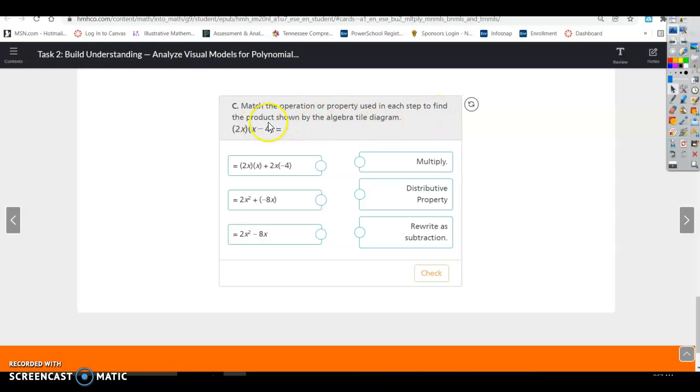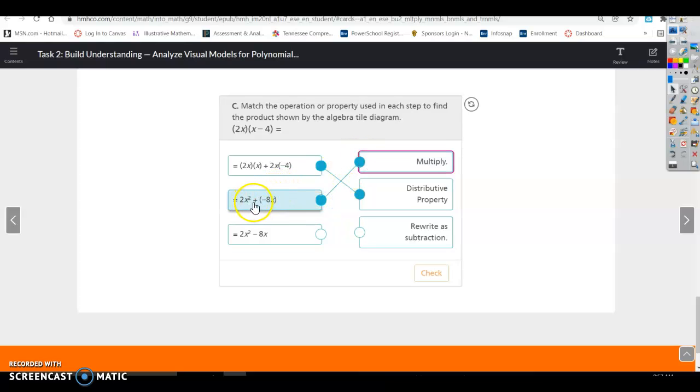All right, match the operation or property used in each step to find the product shown by the algebra tile diagram. We got 2x times x, and then we have 2x times negative 4. So we're using distributive property to start with. We have to multiply the first term by each term inside the second parentheses. So we've got 2x times x, and then 2x times negative 4. This is called distributive property. And then we have multiplication here, so this is just going to be multiplication in the next step.